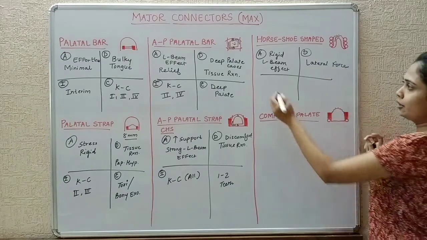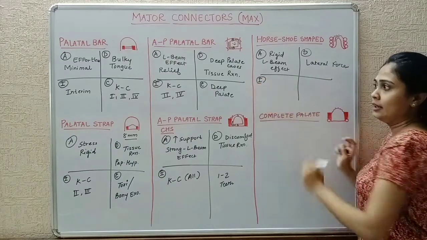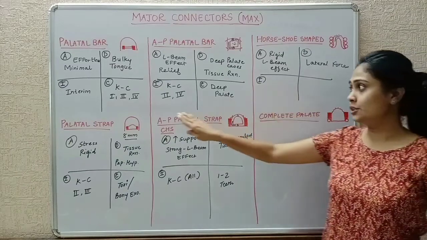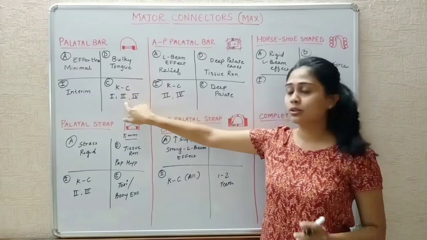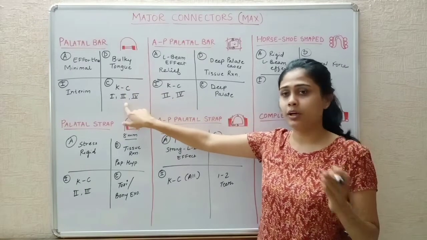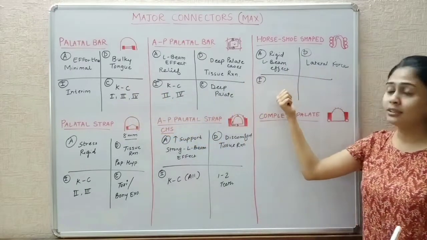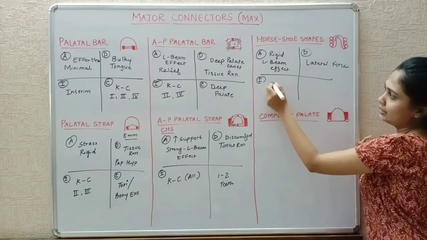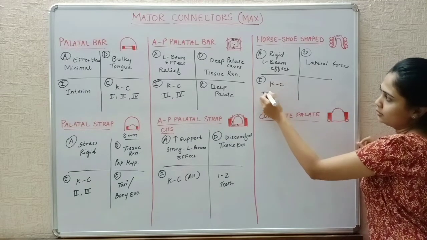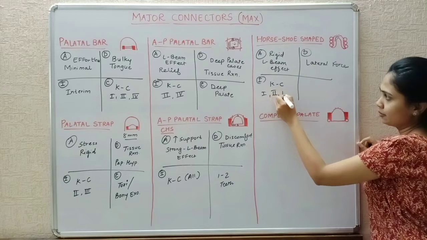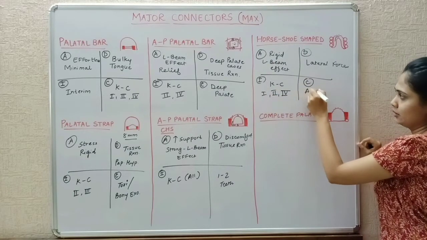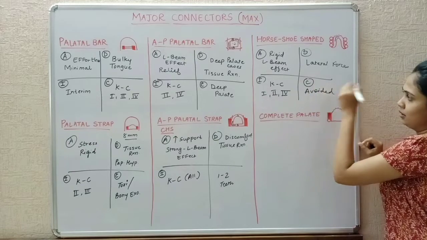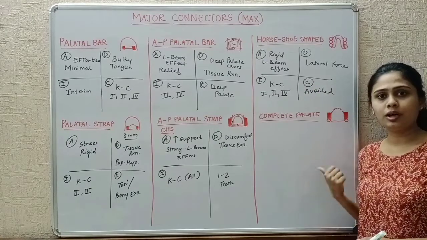Alright, going on to its indications. So now remembering these indications, you can write here its contraindication. So the parallel bar was contraindicated in Kennedy's class 1, 2 and 4. But the horseshoe shape is indicated in Kennedy's class 1, 2 and 4. Okay, and the contraindications are avoided mostly. Next we go on to complete palate.